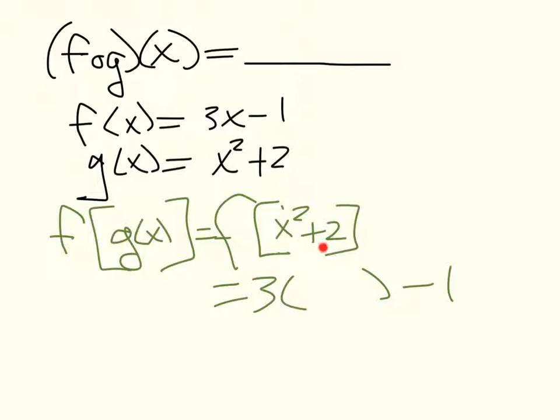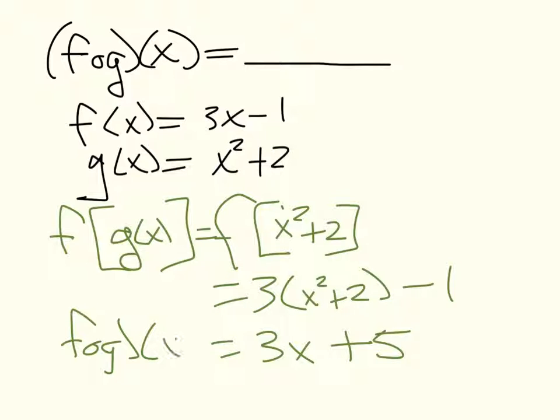this piece here, x squared minus 2, gets substituted everywhere there was a variable with the function f. So it gets substituted here. X squared plus 2. Multiply out 3x squared. You get plus 6 minus 1, which is plus 5. So this is the composition of these two functions.